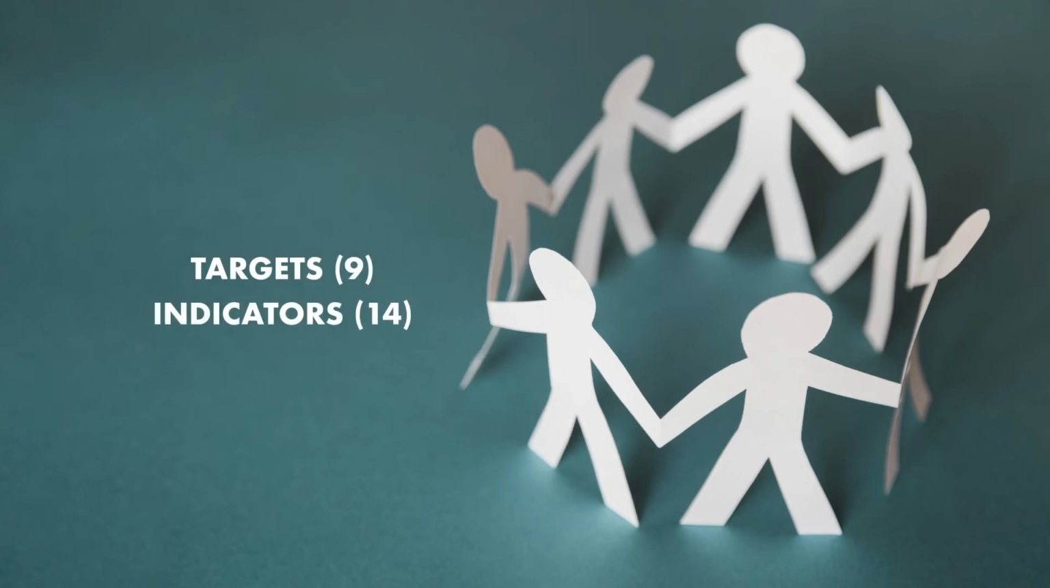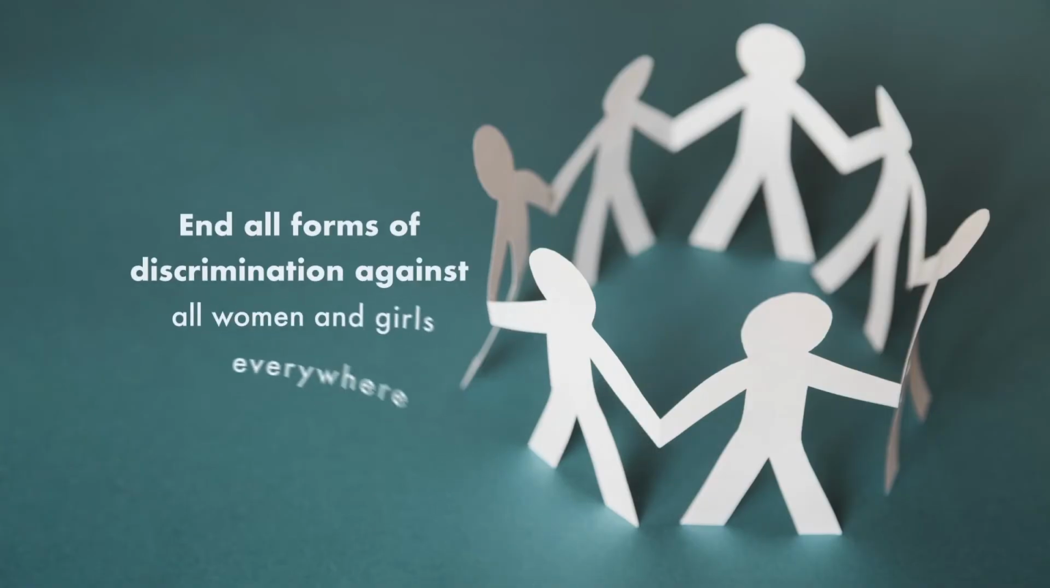Goal number 5, achieve gender equality, empower all women and girls. Under this goal 5, the Global Indicator Framework identifies 14 indicators to monitor the progress of 9 targets. A few of the selected targets among the 9 are: end all forms of discrimination against all women and girls everywhere.